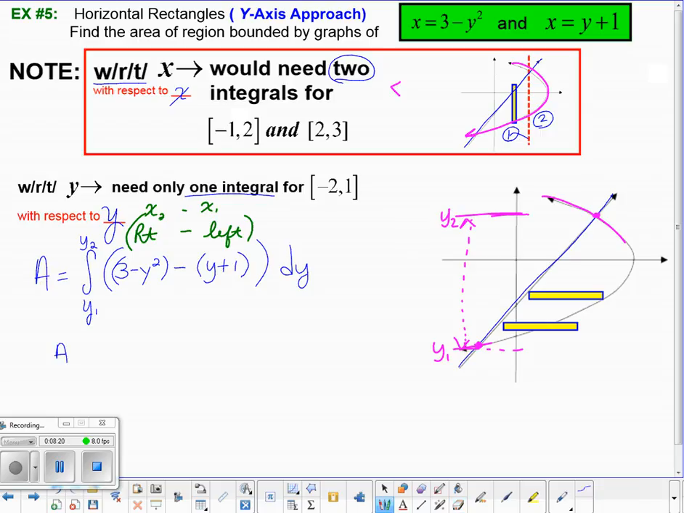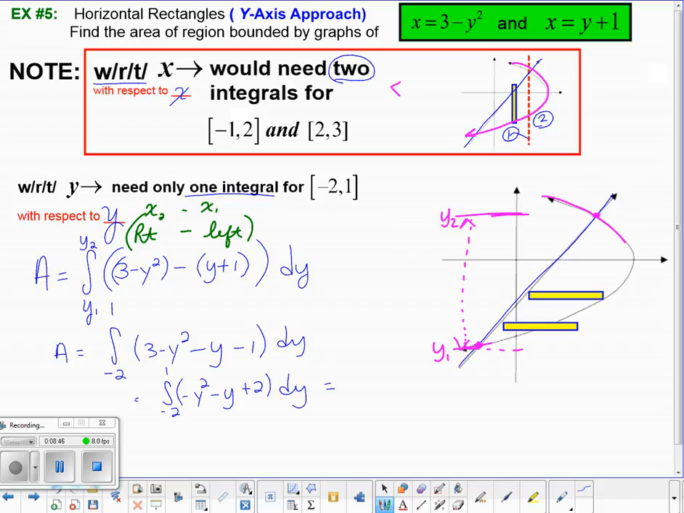So now my area will equal the integral from -2 to 1 of 3 minus y squared. I'm going to take my negative and pass it through, -y minus 1 dy. We can update this, -2 to 1, -y squared minus y. -1 plus 3 gives us positive 2. And now you're ready to integrate.